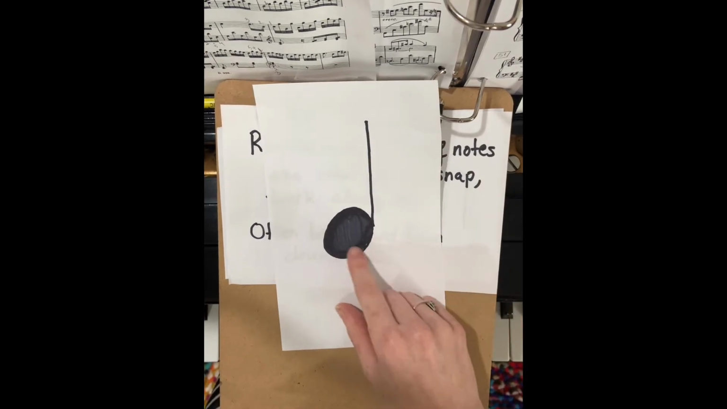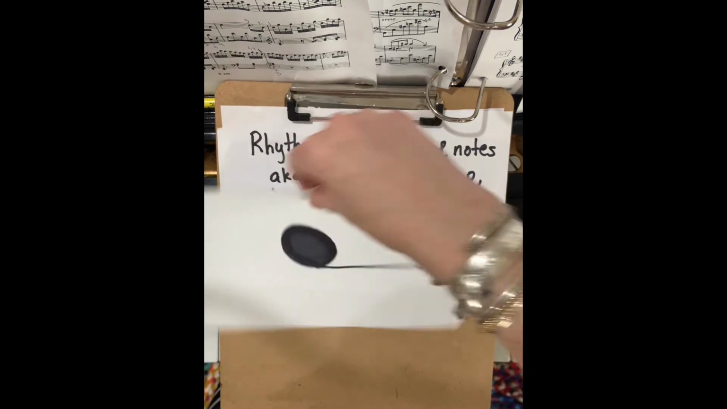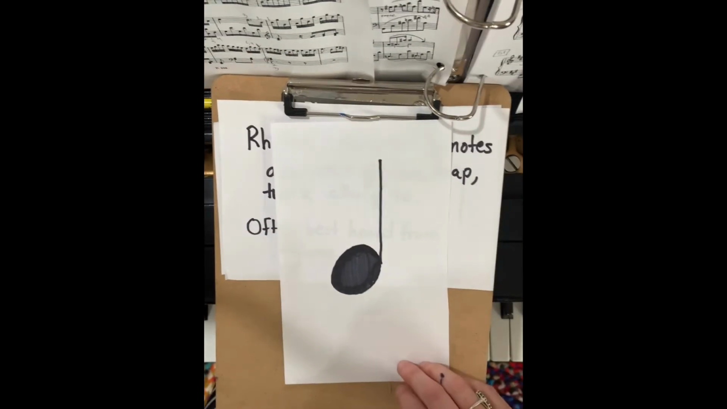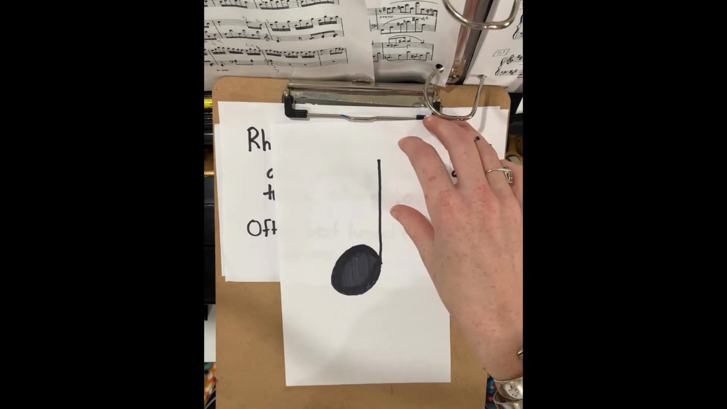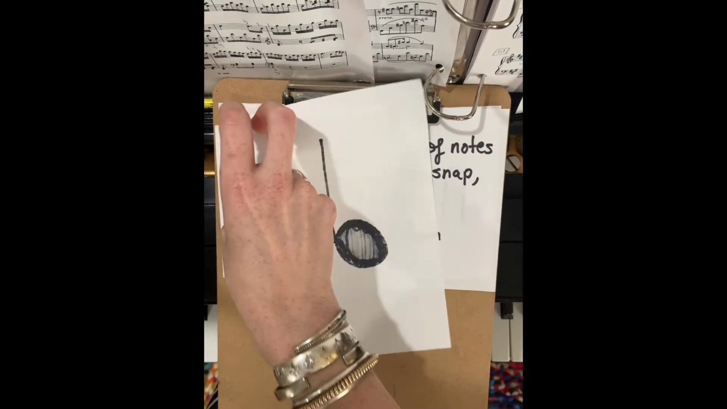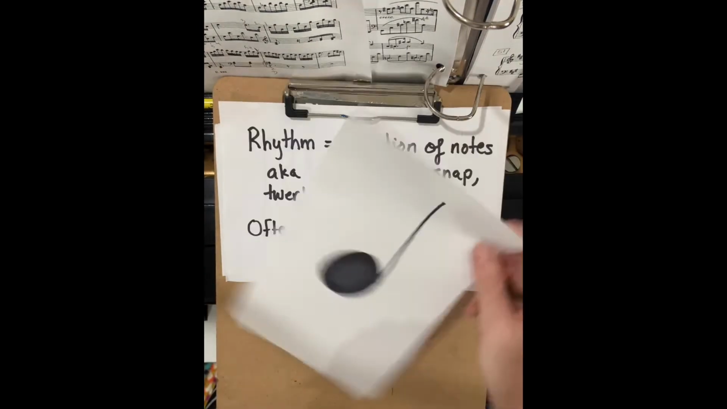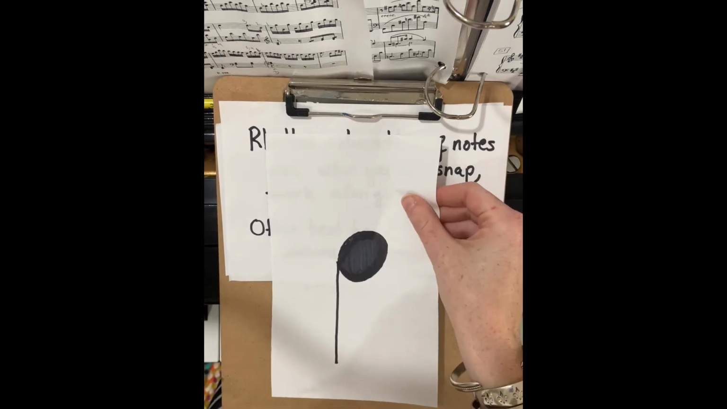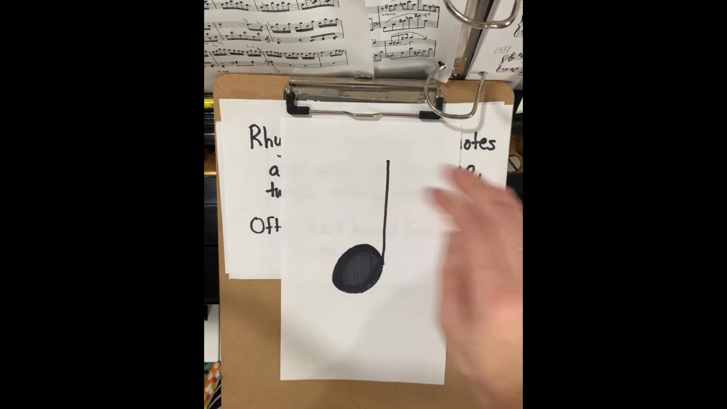The head is colored in fully. It can be turned upside down, down stem, or up stem. The difference is not really important right now, but you don't want to do it backwards like this. Make sure you get that right. It's a d and a p, if you're thinking about it in terms of letters.